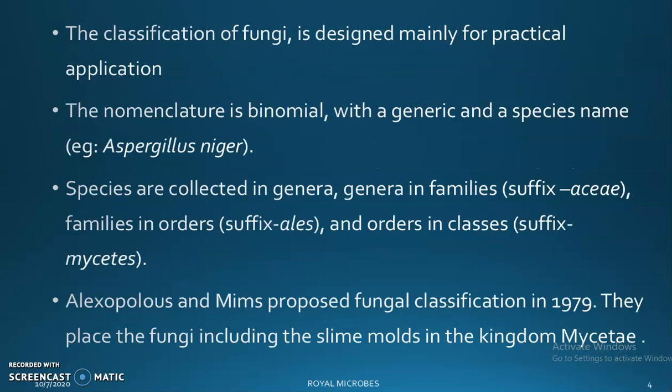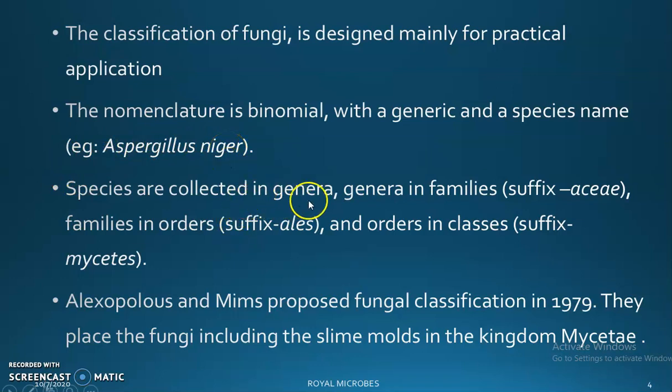Then coming to the classification of fungi, it is designed mainly for practical application. Fungi are classified mainly for practical application and also for diagnostic purposes. Nomenclature of fungi is mainly binomial nomenclature. We have already heard about binomial nomenclature. The system was introduced by Carolus Linnaeus. Here we can see a generic name and a species name, for example Aspergillus niger. Aspergillus is the generic name or genus and niger is the species name.